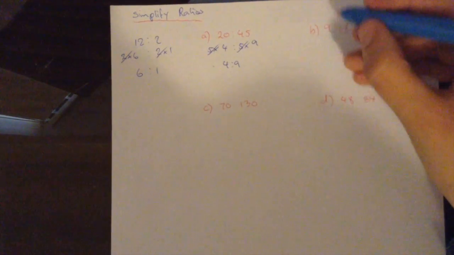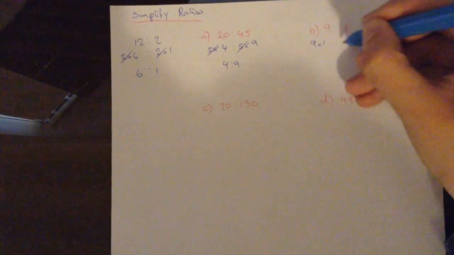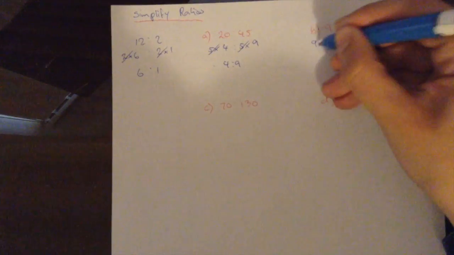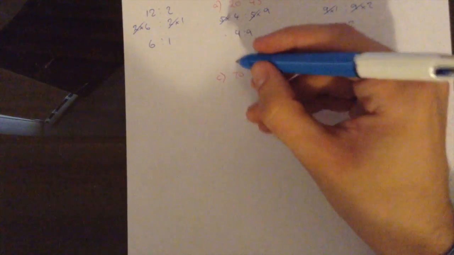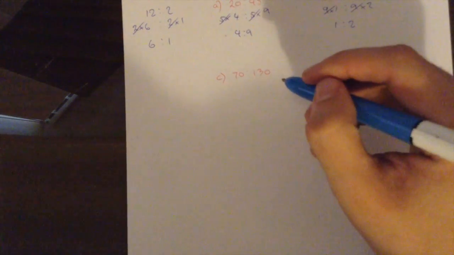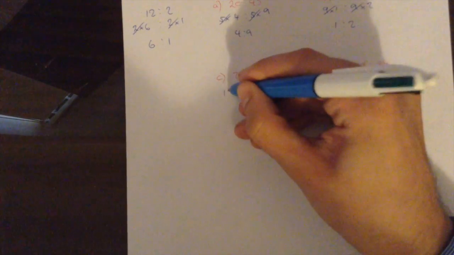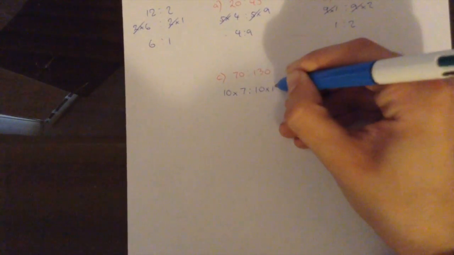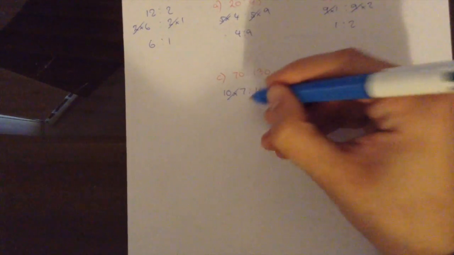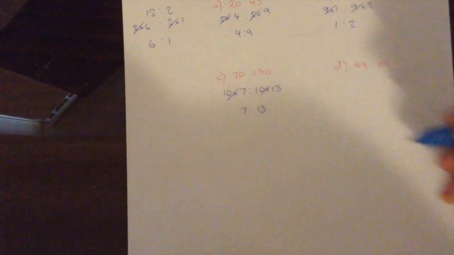For this one, the common factor between the two is 9, so you get 9 times 1 and 9 times 2. The 9 times cancels each other out, getting us 1 to 2. Sorry, for this one here, you've got 70 to 130, so we've got 10 as a common factor, so 10 times 7 and 10 times 13. The 10 times cancels out, and we get 7 to 13.